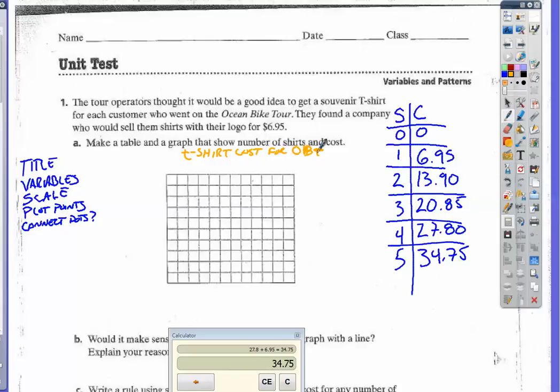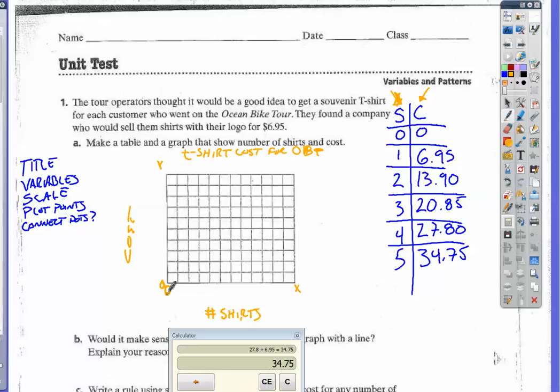And a good title will always have the variables in it, and the variables are listed right here. Here's a variable, and here's a variable. So whatever variable is listed first is going to be your independent variable, and that always goes on the x-axis. So we know that the number of shirts must go here, and the cost must go on the y-axis.